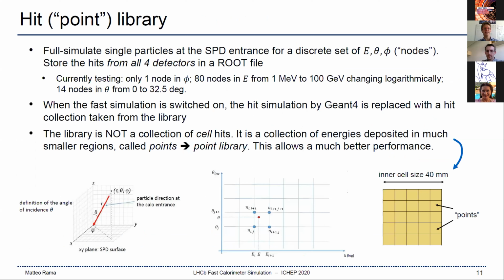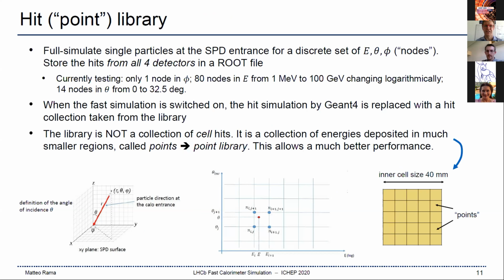Okay, so now let me tell you about the other development line, where we fully simulate single particles at the SPD entrance, so at the calorimeter system entrance, for a discrete set of energy, angle of incidence and azimuthal angle of the particle. And we take the generated calorimeter hits and we store them in a ROOT file, which is basically the library.